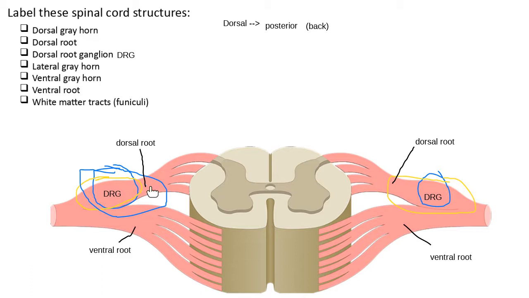Dorsal root and ventral root, they fuse together to make a spinal nerve. That's what I see here. The dorsal root is bringing things into the spinal cord. That means that it's bringing stuff into what's called the dorsal gray horn. So the dorsal gray horn is the one here on the back side, dorsal gray horn, or the dorsal horn, same thing. That's going to make this one called what?